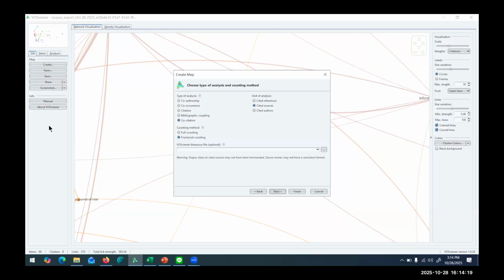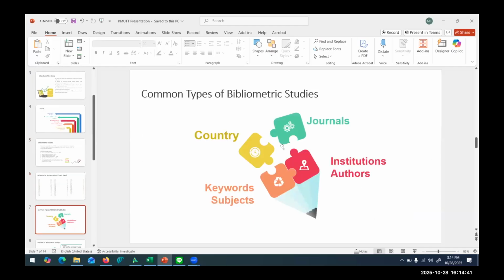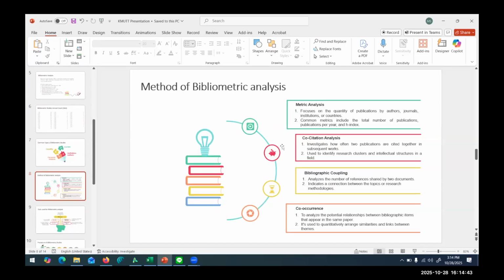In fractional counting, if we are 3 authors, it will equally divide the value, 0.33 to each of the 3 authors, and then we can move towards the graphical analysis. We have a lot of options here. Bibliographic coupling and co-occurrence have different meanings, so I will move straight forward.